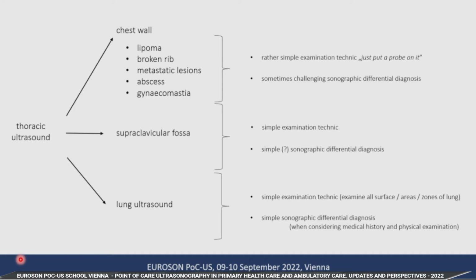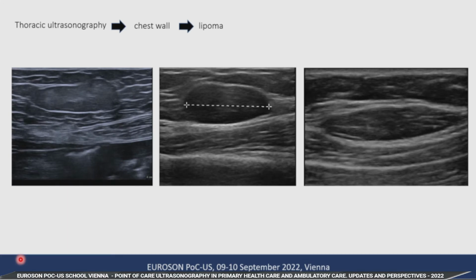So, starting with the chest wall, one of the most common findings you may find in a patient on a chest wall. Doctor, I've got a lump here. You put a probe on and you see the lipoma. Lipoma, it is a benign lesion. As we can see, the spectrum of sonographic images might be different. Well, it's well defined, it's soft, you can easily press the lesion.